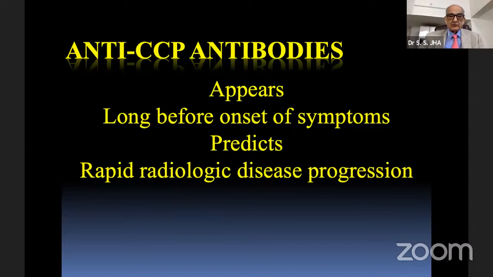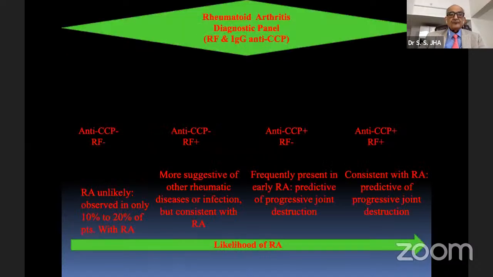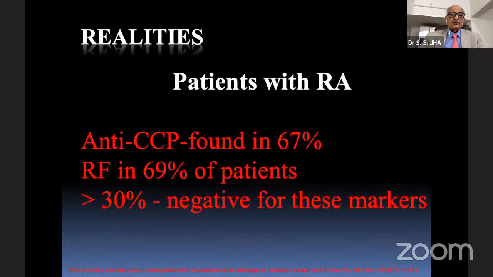Now we have talked many times about anti-CCP antibodies. It appears long before onset of symptoms and predicts rapid radiological disease progression. Now look at this rheumatoid arthritis diagnostic panel based on only two tests, anti-CCP and rheumatoid factor. If both are negative, at one extreme, RA is unlikely. And if both are positive, at the other extreme, the likelihood of RA is consistent, and predictive of progressive destruction of the joint. So this is very important.